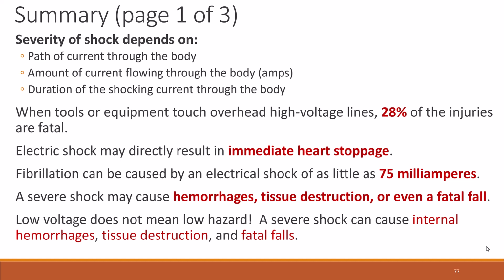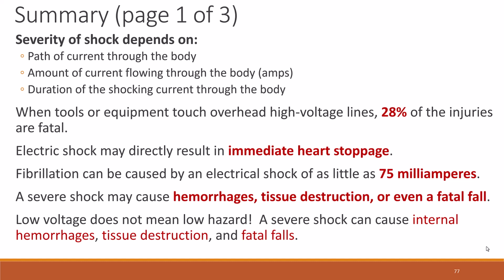Next point, when the tools or equipment touch overhead high voltage lines, 28% of the injuries are fatal. Remember, there's a number, so you better remember it. Next point, electric shock may result in immediate heart stoppage as a result. The next point, fibrillation can be caused by an electric shock of as little as 75 milliamps. So fibrillation, that's the irregular heartbeat. And then, of course, defibrillation is where we shock the heart back into a normal rhythm, hopefully.